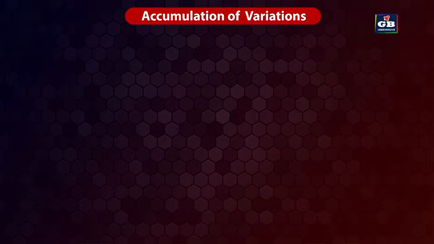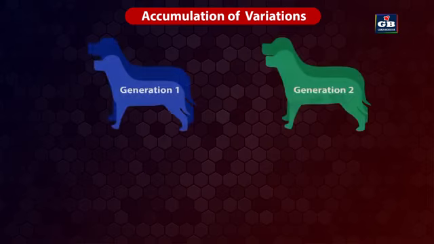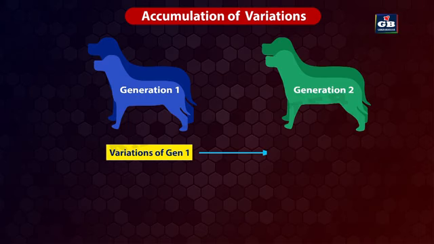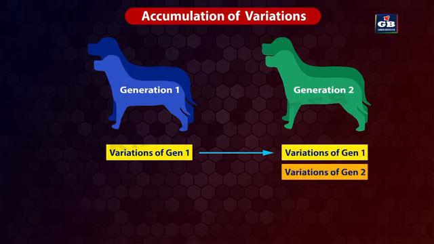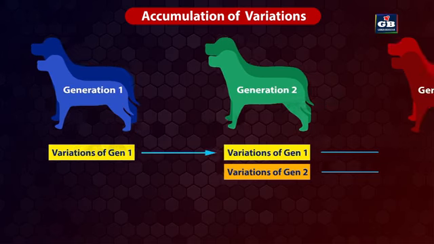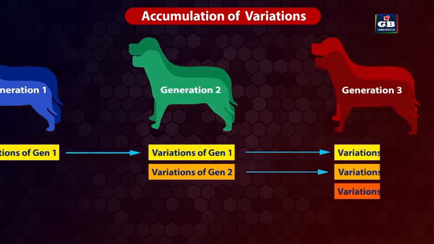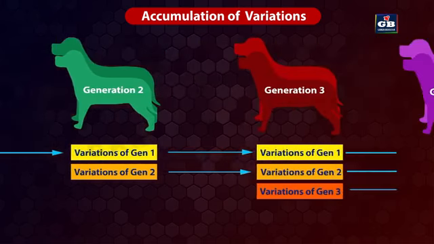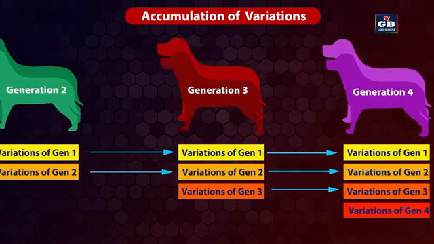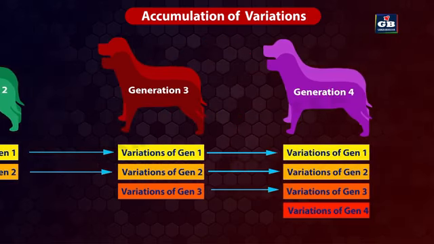Accumulation of variations during reproduction. The variations in an organism are passed to their next generation. At the same time, in every generation, certain new variations are also formed in that organism. In this way, the variations get accumulated in the organisms over generations. These accumulated variations contribute to the evolution of populations.